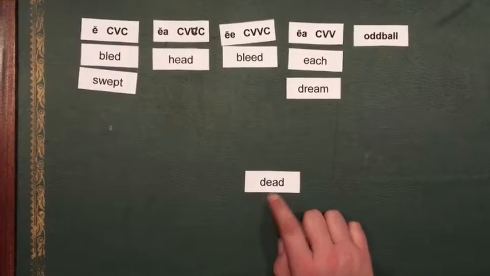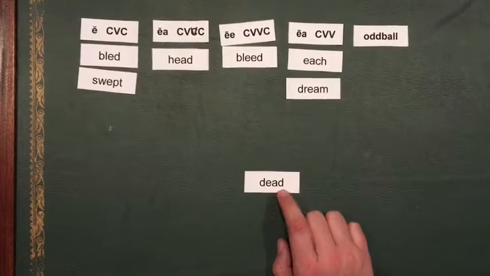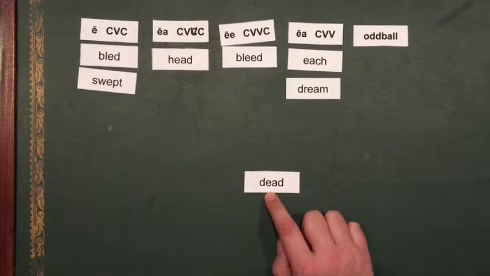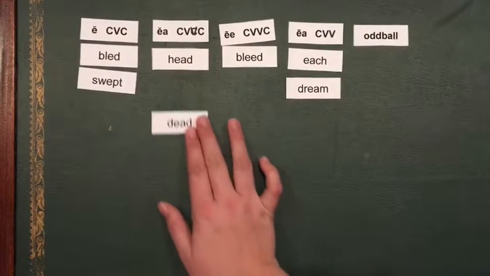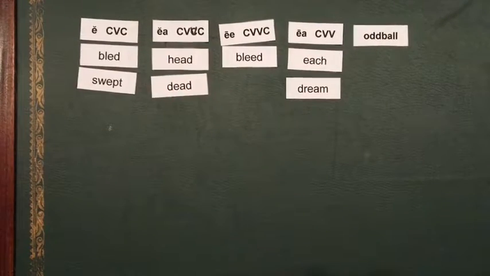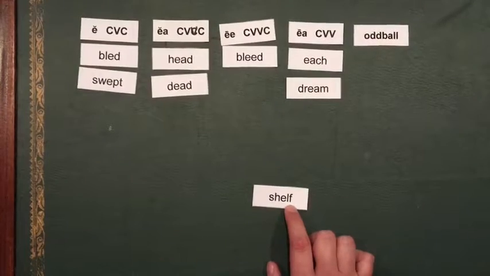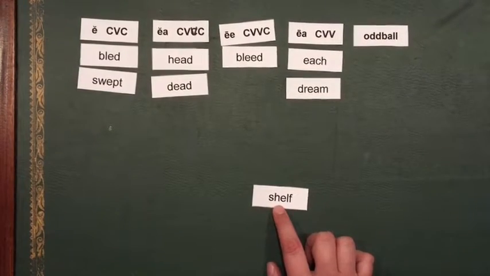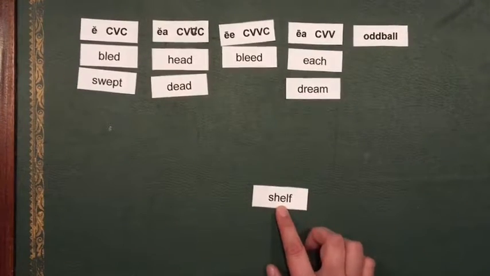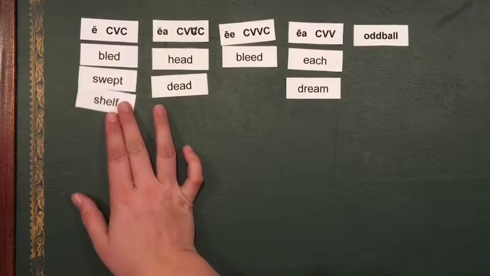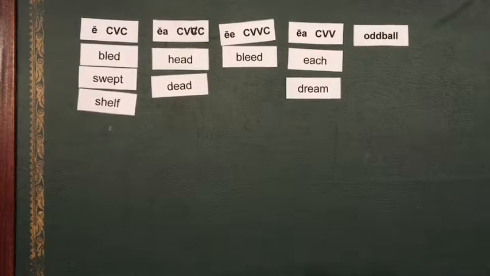Now we have dead. Dead does not say de-eed, it says deh. So we know that it is short e spelled e-a. Now let's look at shelf. Shelf. Do you hear the short e sound? Yes. So we're going to put it in the short e column with just one e.